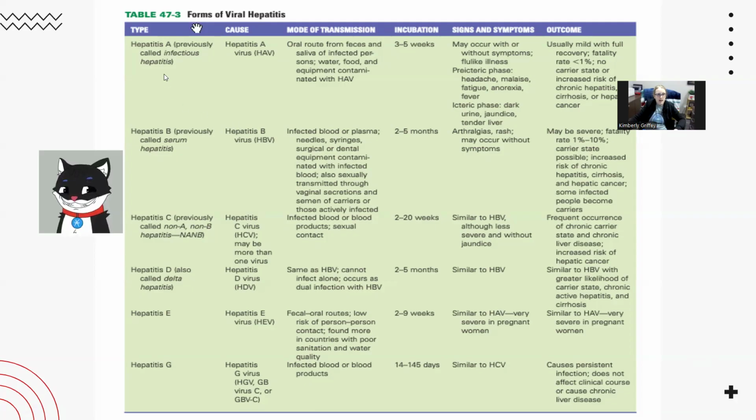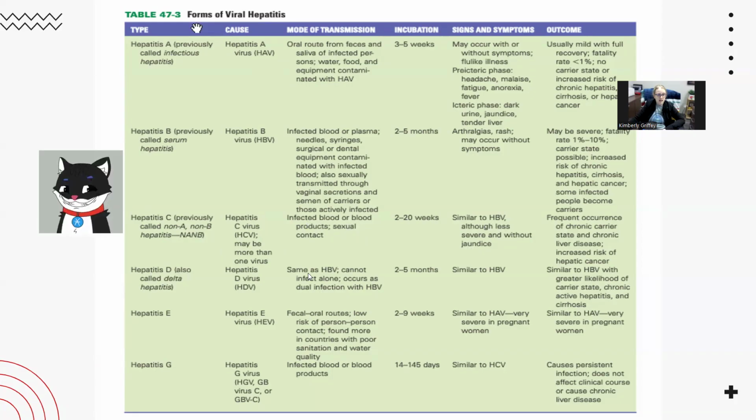So you have Hep A, and it's oral route from feces and saliva from an infected person, comes from food, water, and equipment contaminated with HAV. And then here's your signs and symptoms and the outcome. You have your Hep B, which is infected blood or plasma, needles, syringes, surgical dental equipment that are contaminated. Hep C is from infected blood or blood products or sexual contact. And you'll have signs and symptoms that are similar to HBV, although it's less severe and without jaundice.